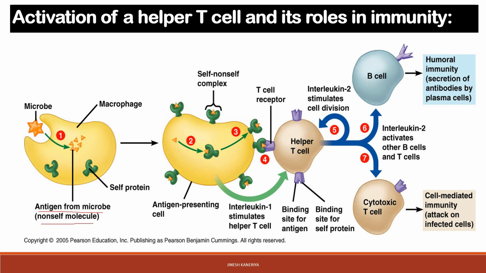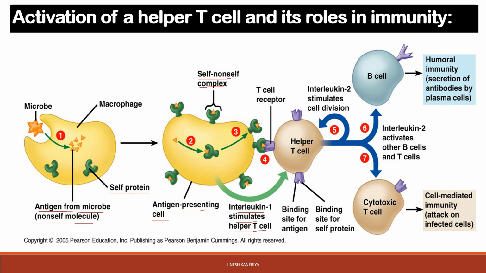When the microbes interact, the macrophage will process them and convert them into self protein. After all, the self protein is generated as a complex with the non-self molecule. After processing and presentation of this antigenic molecule, the antigen presenting cell presents it at the surface on particular receptors, and after the release of interleukin 1, it stimulates the T helper cell.